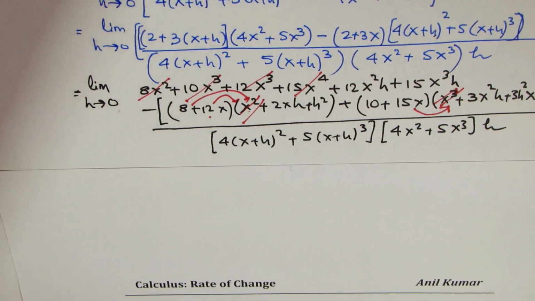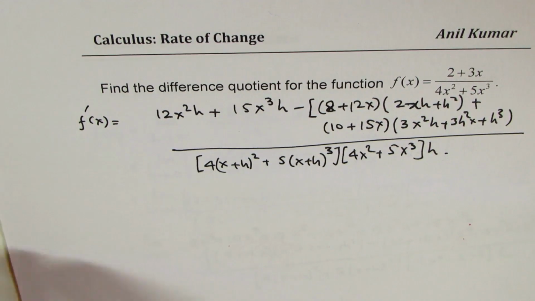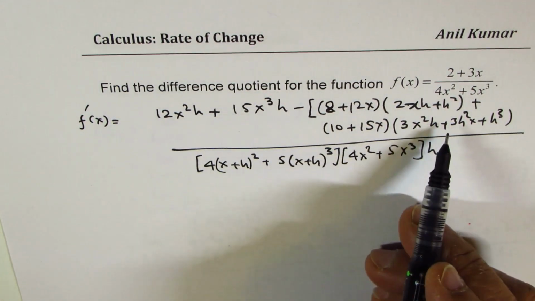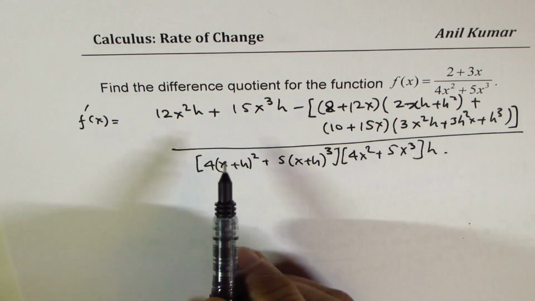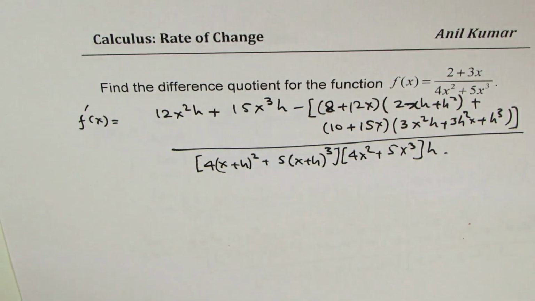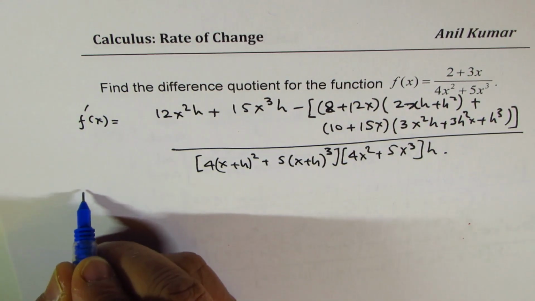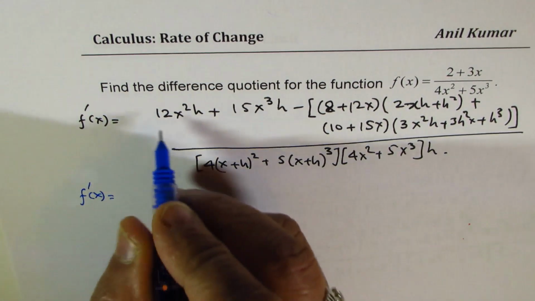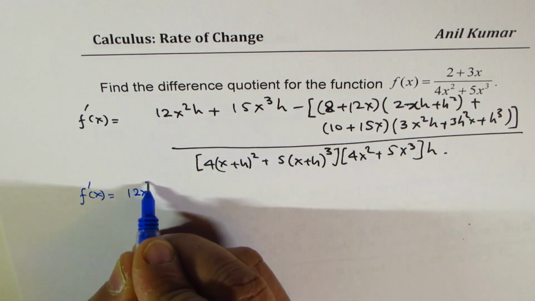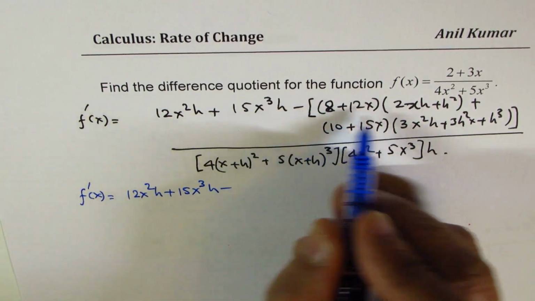So let me show you what we get. Okay, it's kind of messy, but since we have very limited space, I hope it makes sense. Okay, so this bracket closes. So we cancelled all the terms which could have been cancelled, right? So we get all this. Now what you notice here is that when you expand these terms, h is going to be common, which will get cancelled, right? So what we finally get here is the derivative equals 12x squared h plus 15x cubed h minus, let's open the bracket.